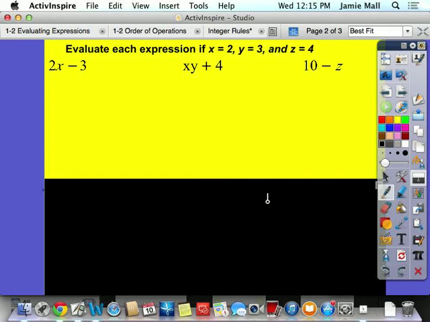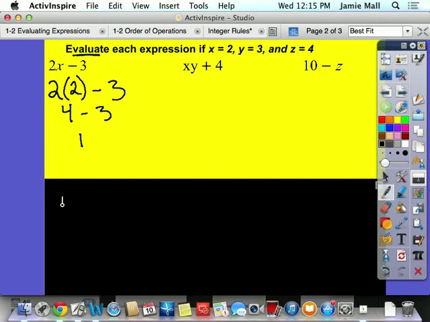So here we've got evaluate each expression if x equals 2, y equals 3, and z equals 4. Remember that evaluate simply means to substitute, and then we're going to simplify using our order of operations. So I've got 2x minus 3. My very next line is going to look like this. 2 times 2, because 2x means 2 times x, minus 3. It's a multi-step problem, so I have one more step before I answer it. My next line is 4 minus 3, and we all know that 4 minus 3 is equal to 1.